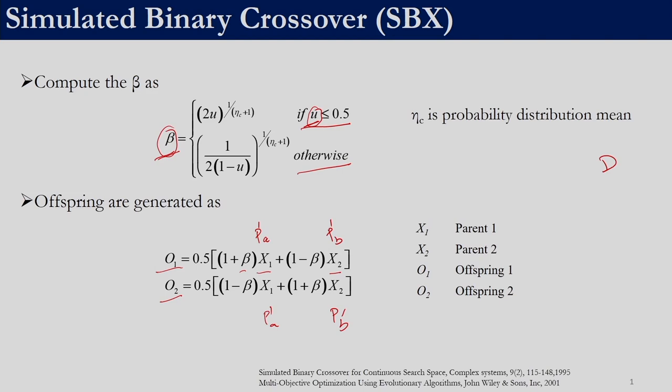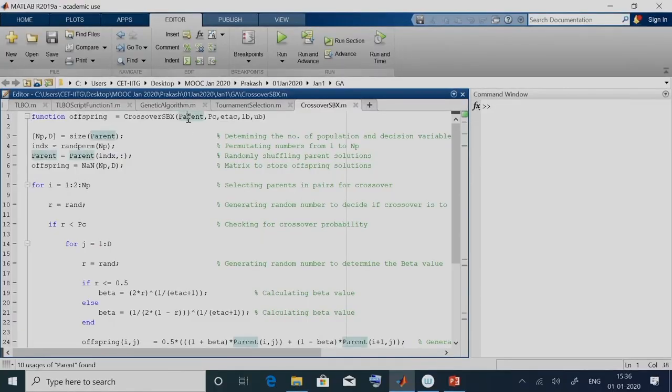And if the random number which we selected happens to be greater than the crossover probability, then we will merely copy the parents as the offsprings. Then there is no crossover operator, but the parents are copied as the offsprings. So, for this SBX crossover operator, we will have to provide the parent, the crossover probability, the distribution index eta c, and the lower and upper bound.